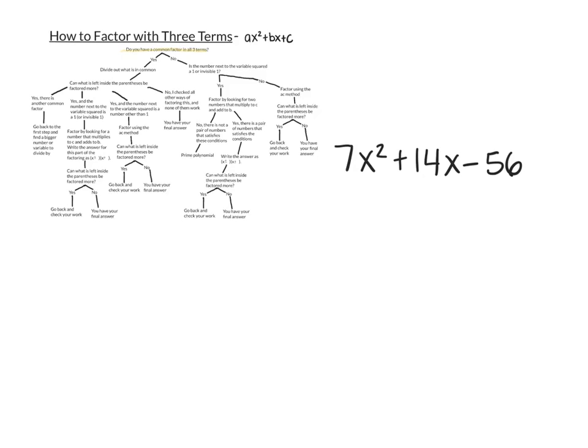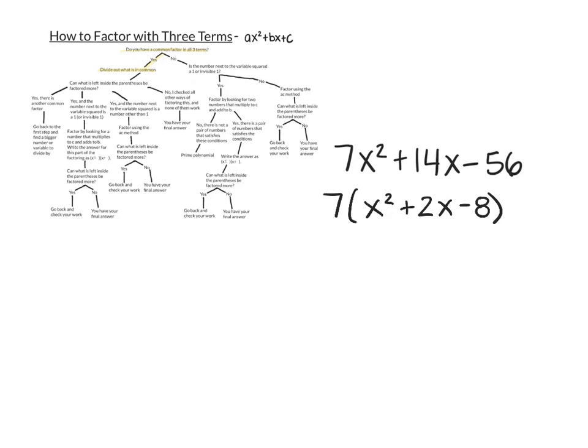Do you have a factor in common in all three terms? Let's see. 7x squared, positive 14x, negative 56. All three of these terms can be divided by 7, so we're going to follow the yes path. So we're going to divide out what is in common. So we will divide out a 7. We'd be left with x squared plus 2x minus 8.